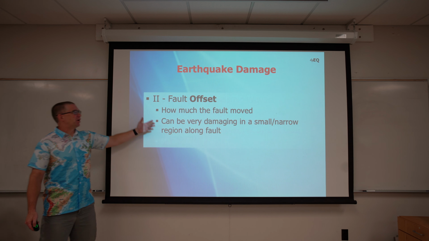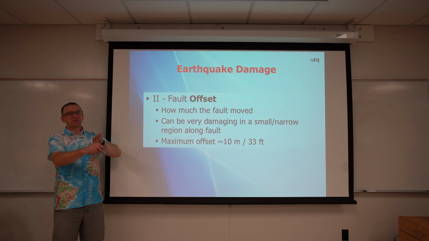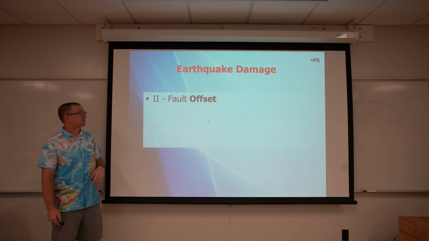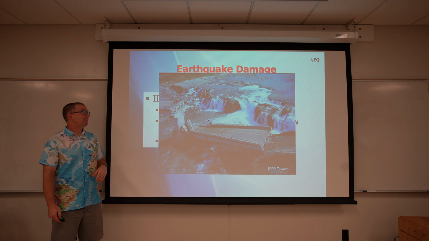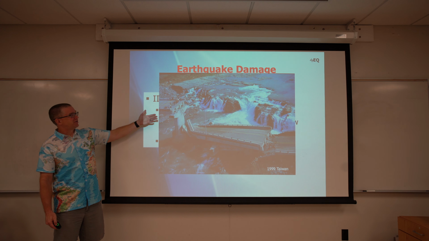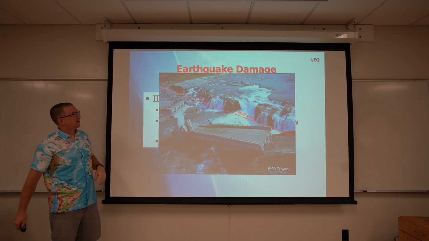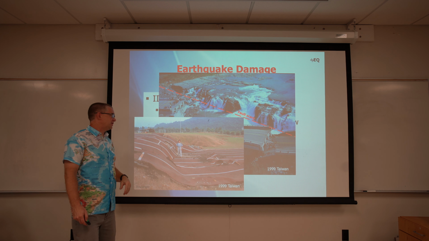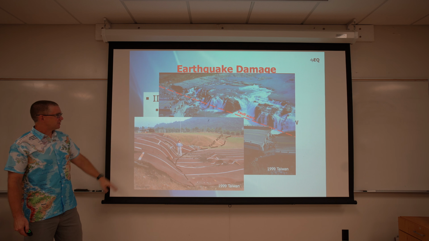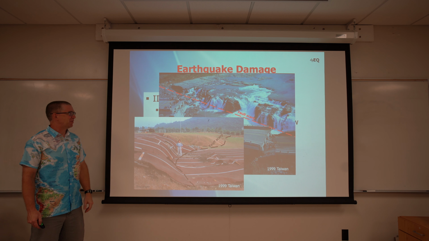Fault offset: if you built your structure right across the fault and there's movement along that fault, you're going to come across, again, a tremendous amount of damage. Here you see a bridge. You can see the earthquake fault right through there. That suffered tremendously. Here you see another one with a running track here that suffered, again, a tremendous amount of damage.